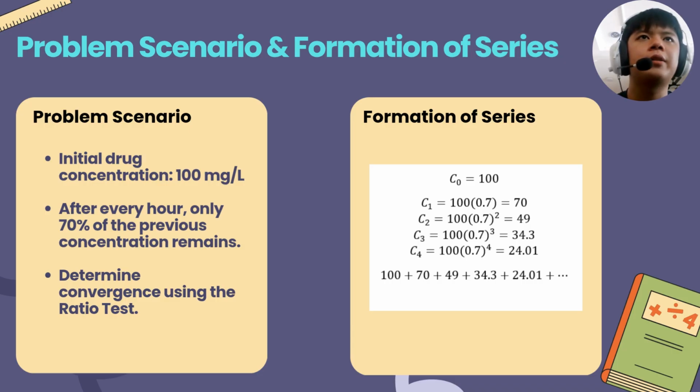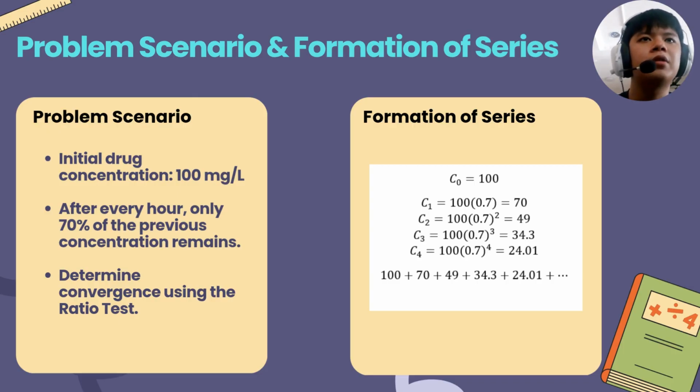Now, let us look at the problem scenario and form the series. A patient takes medicine with an initial drug concentration of 100 mg per liter. After every hour, only 70% of the previous concentration remains in the body. So at the beginning, the concentration is 100. After 1 hour, the concentration becomes 100 times 0.7, which is equal to 70. After 2 hours, it becomes 100 times 0.7 squared, equal to 49. After 3 hours, it becomes 100 times 0.7 cubed, equal to 34.3.